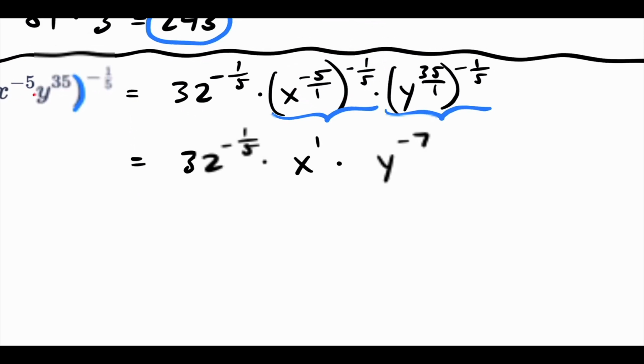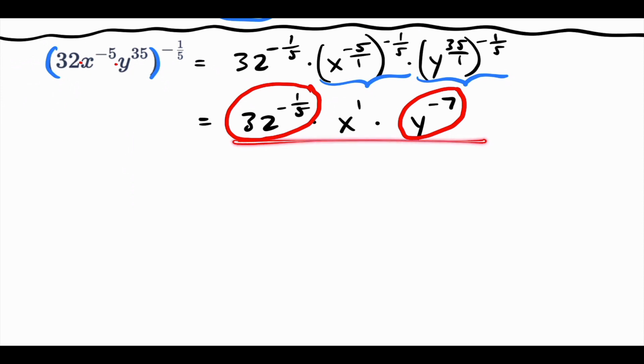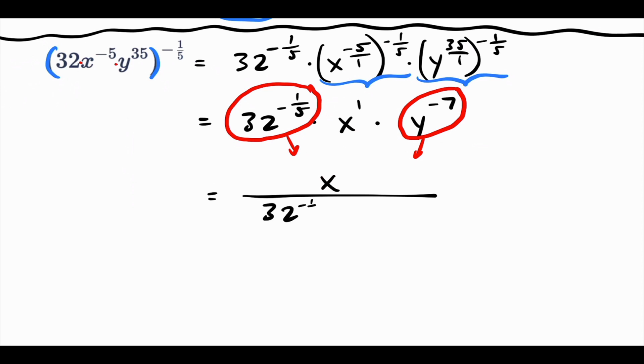Okay. No more parentheses. Negative exponents. Yep, I got 1 here, and I got 1 here. Move them to the bottom. Right? There was no bottom before. It was just a 1, so now I'm going to move it down. X stays on top because x didn't have a negative exponent. 32 to the negative 1/5 and y to the 7th. Sorry, it becomes positive, because when I move it down, it becomes positive.